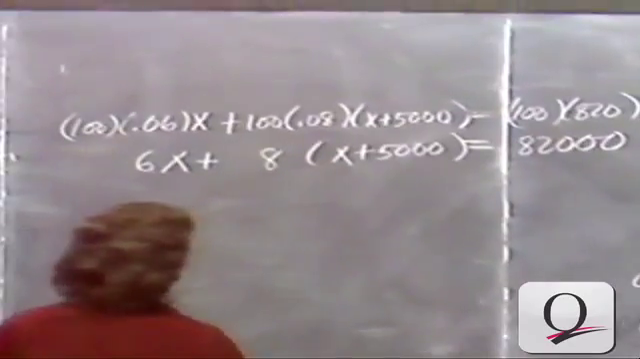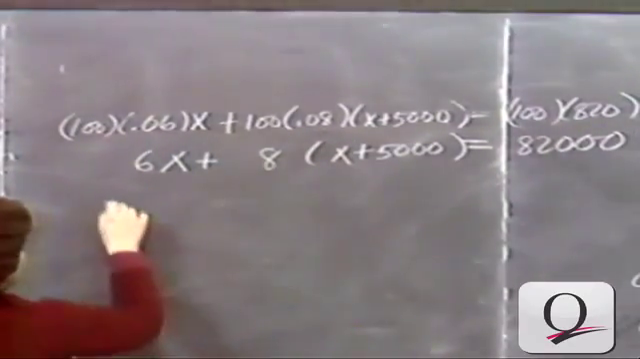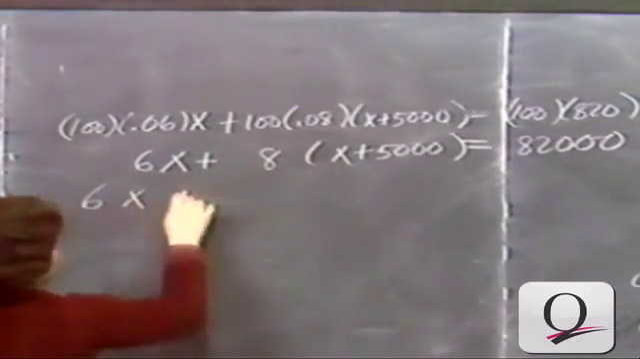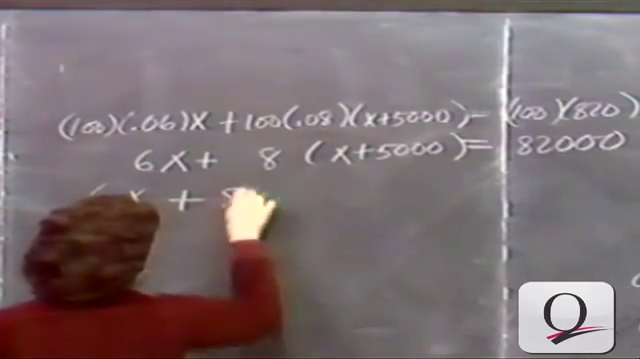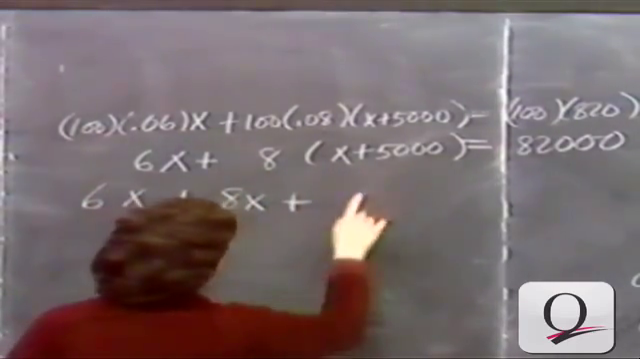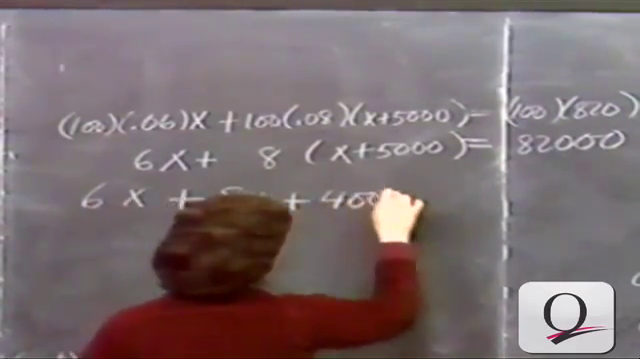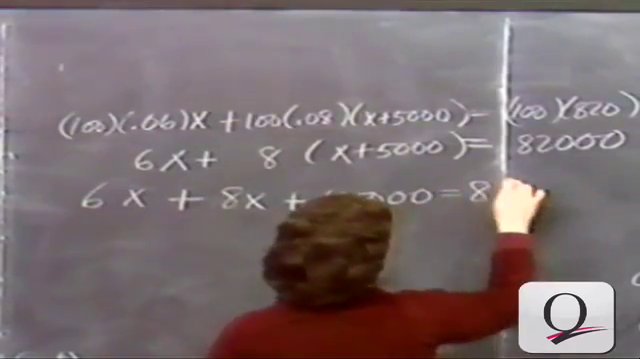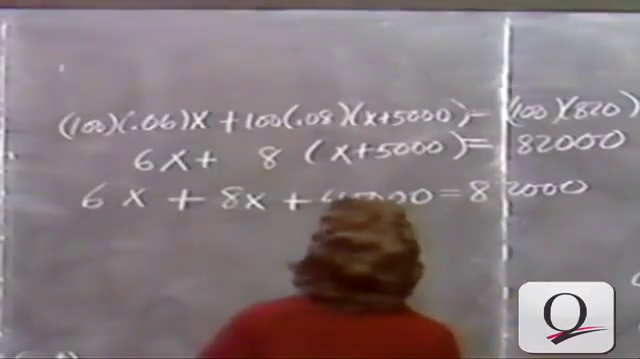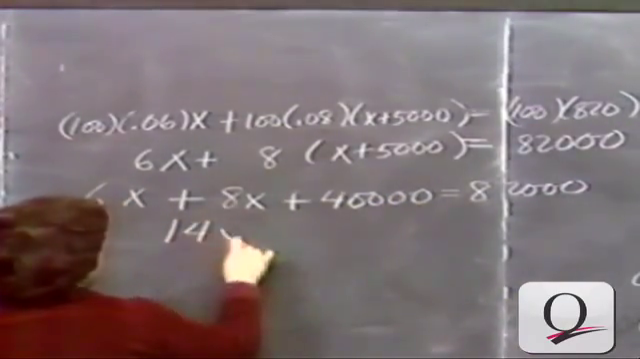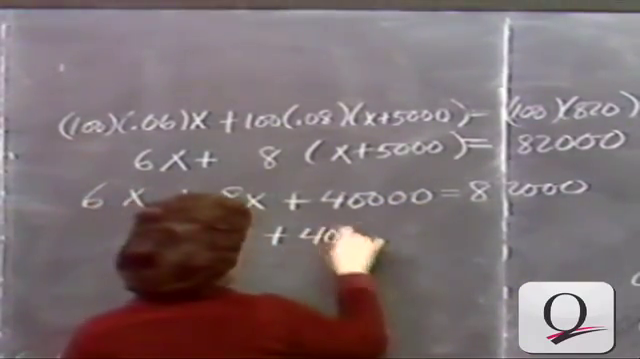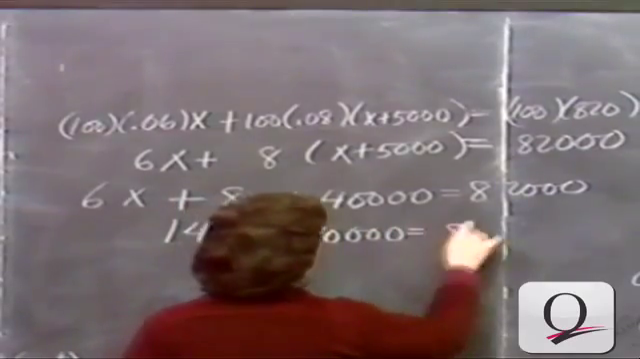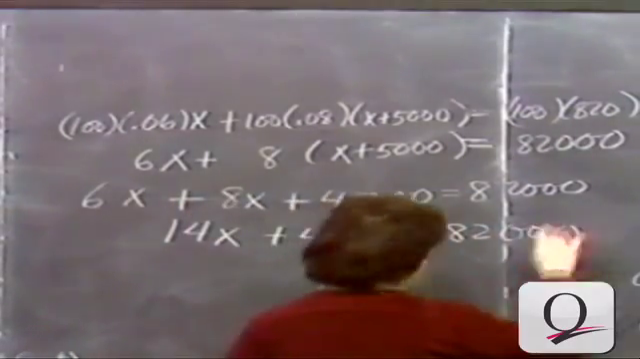Back over here, let's solve this equation. We have 6x plus, now distribute the 8, 8x, 8 times 5,000 giving 40,000, equals 82,000. That's 14x plus 40,000 equals 82,000.